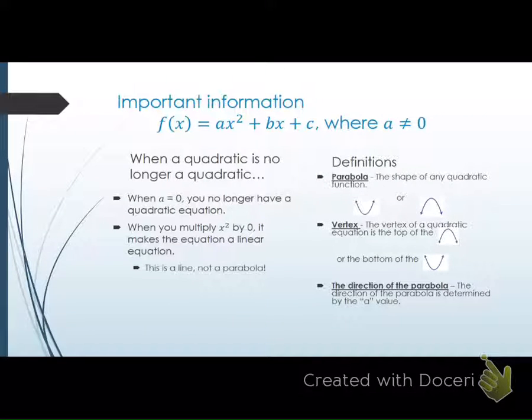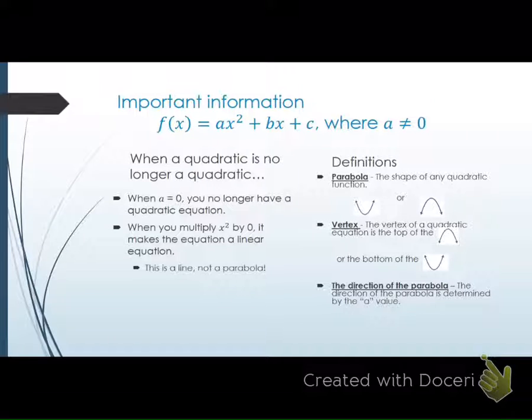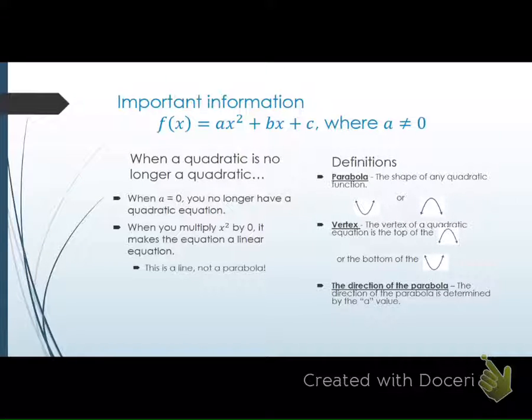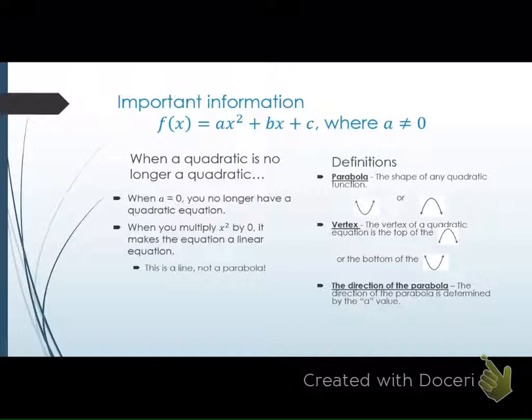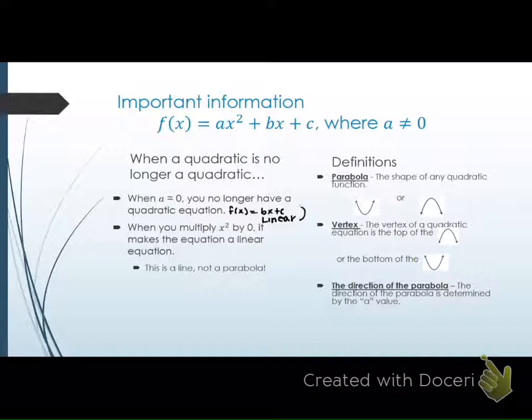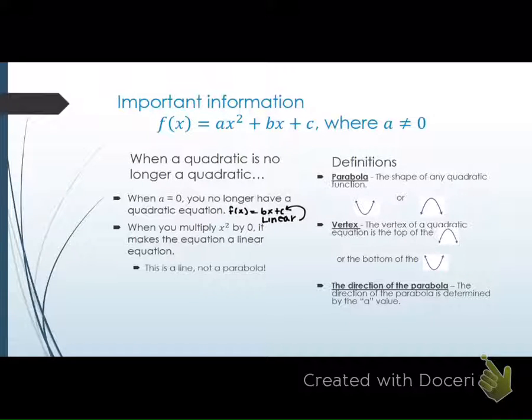So let's look at some important information about f of x equals ax squared plus bx plus c. When a quadratic is no longer a quadratic, so please pay attention. We talked about this on the previous page. If a is 0, you get left with a linear, right, because it's bx plus c. You no longer have a quadratic equation because it is f of x equals bx plus c, which is like y equals mx plus b, right? This is linear, not quadratic.